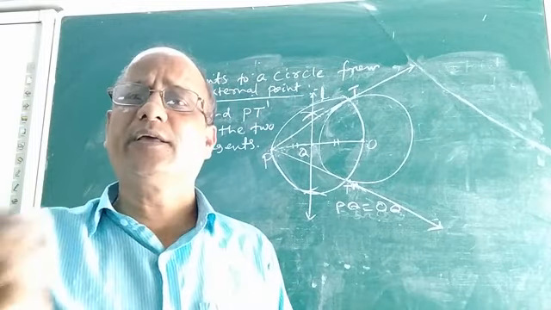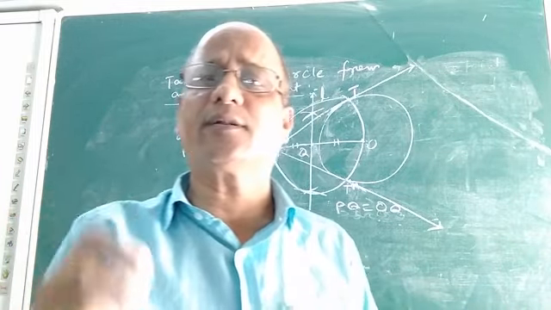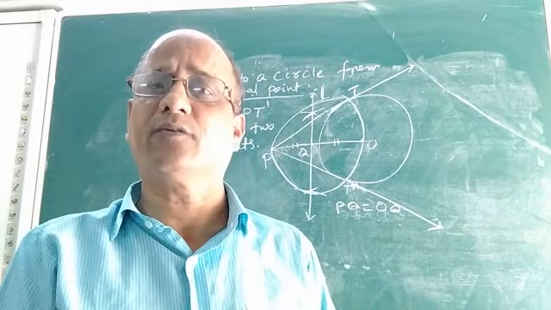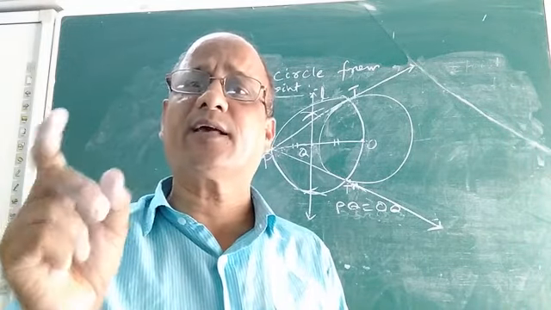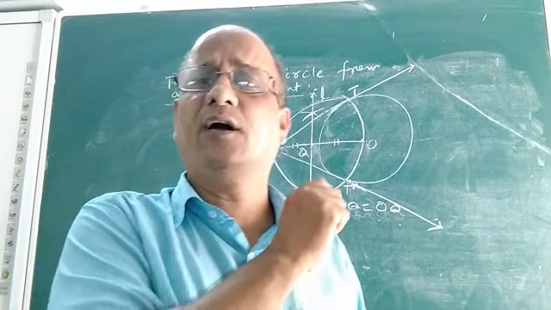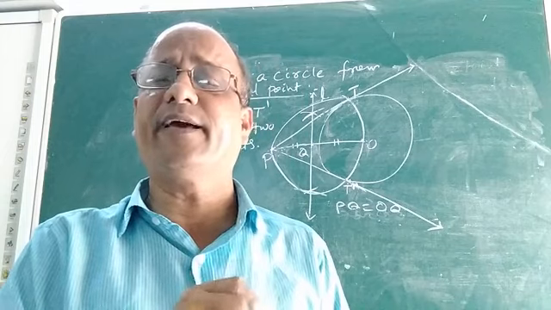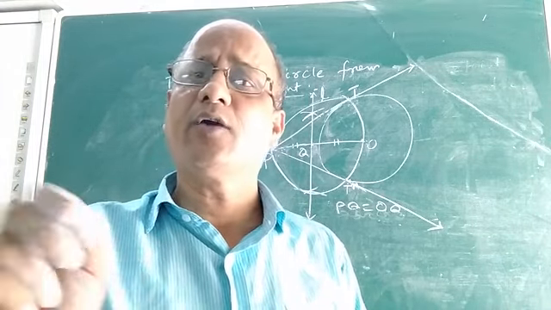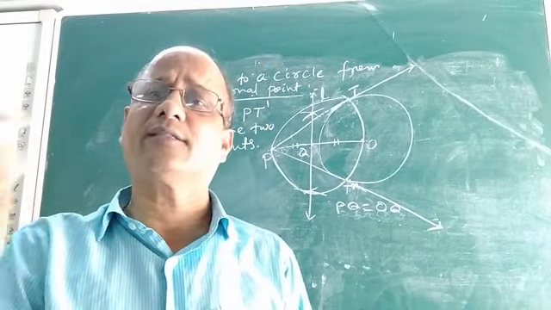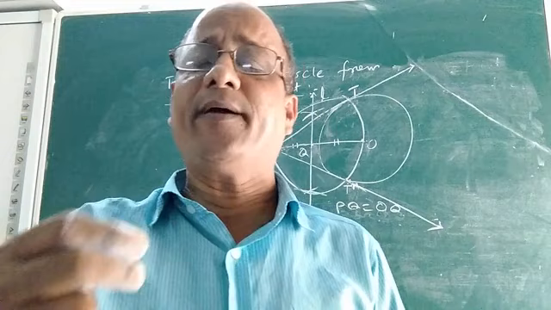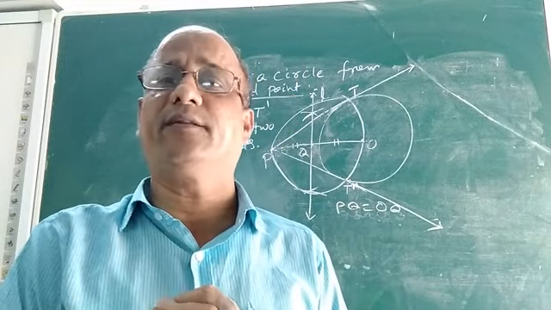Children, I hope in this class whatever I discussed, how to construct a pair of tangents to a circle from an external point, if you are given the center of the circle and the external point, I hope you understood. What are the steps to be followed? I hope you understood. So we shall discuss another important thing, how to construct a pair of tangents when the center is not given, in the next class.